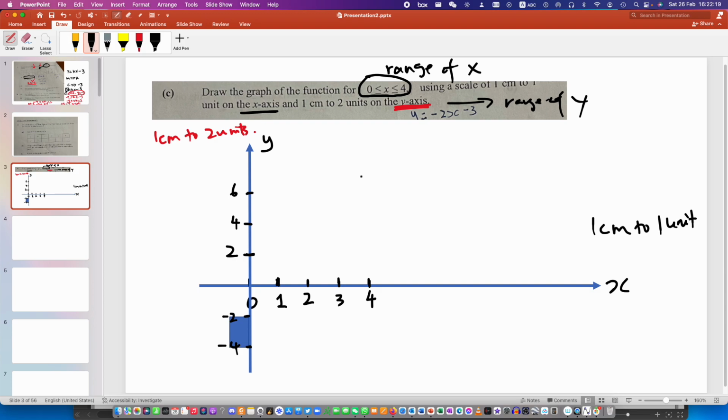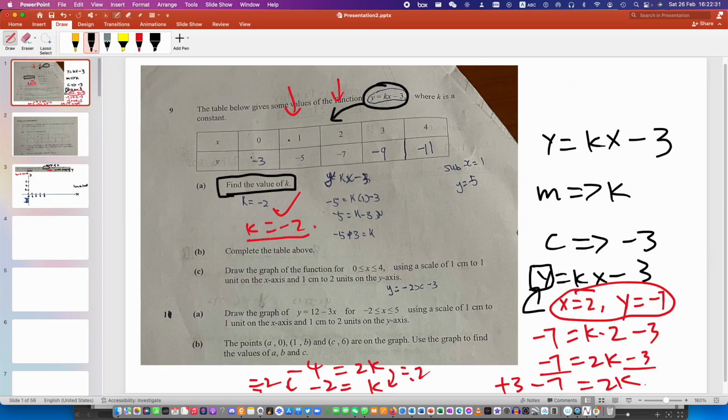Then now you start to plot. Did they give you the table? Yeah, I think they give you the table, right? So what's the first point? Oh, okay. I see it here. So I just grab this.